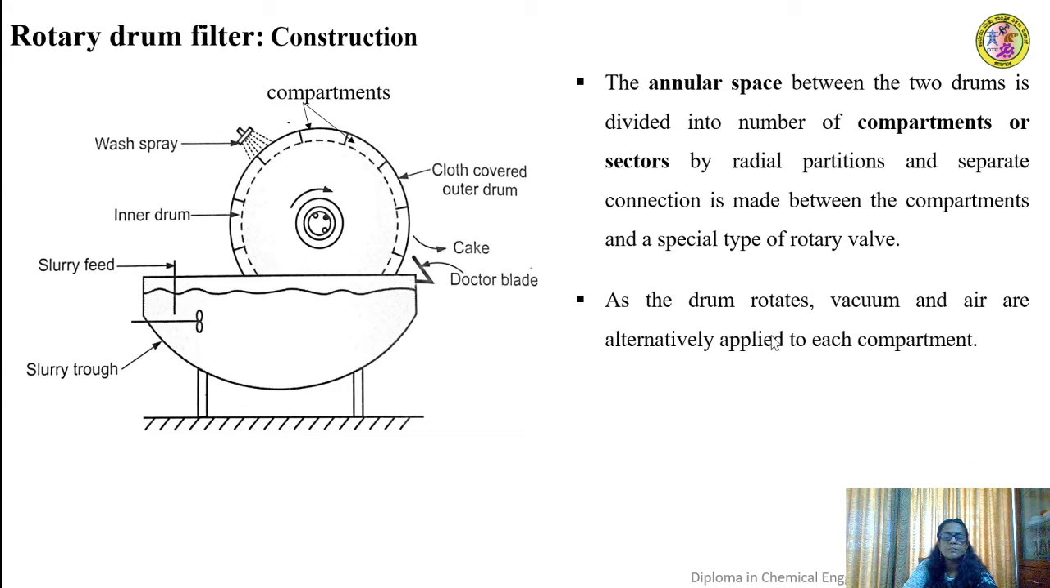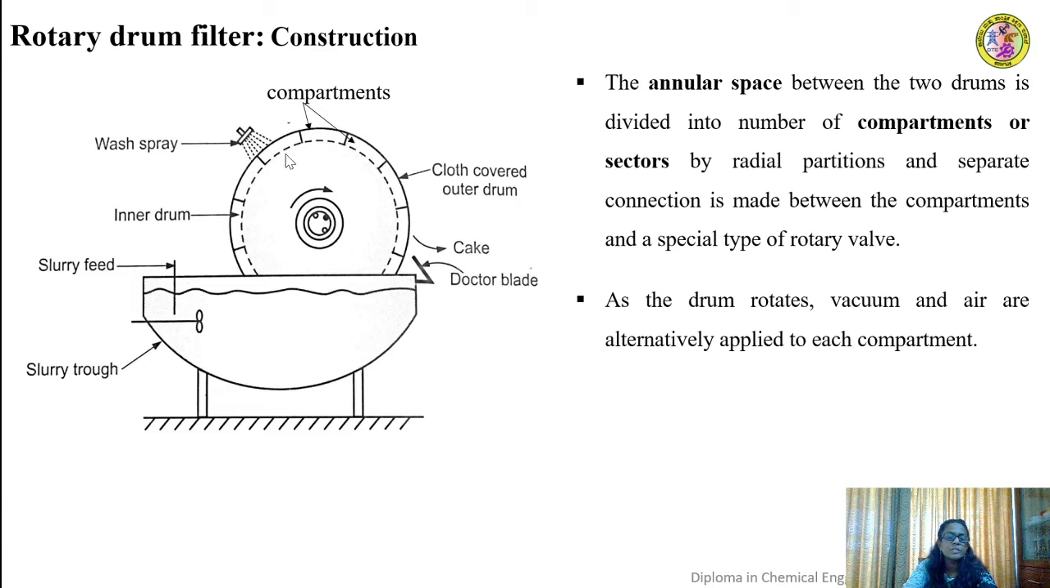As the drum rotates, vacuum and air are admitted alternately to each compartment. Every compartment passes specific locations during the operation. When a compartment comes over here, it is acted upon by a vacuum from inside, due to which the filtrate enters through the compartment to the inside of the drum, from where it can be removed as filtrate.